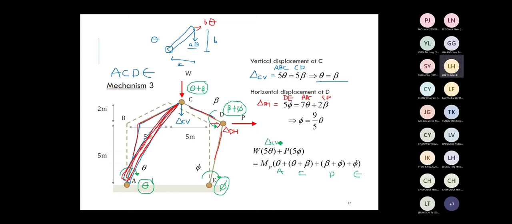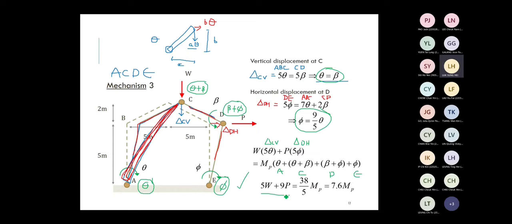External work, same as the previous one. W times delta CV plus P times delta DH give you the total external work due to horizontal force and vertical force. Slightly simplify the equation together with the relationship above. Then you can express everything into one single rotation angle. You can eliminate angles and set up these energy equations. Again, any combination between W and P that satisfies this equation will make the structure collapse in this mechanism 3.